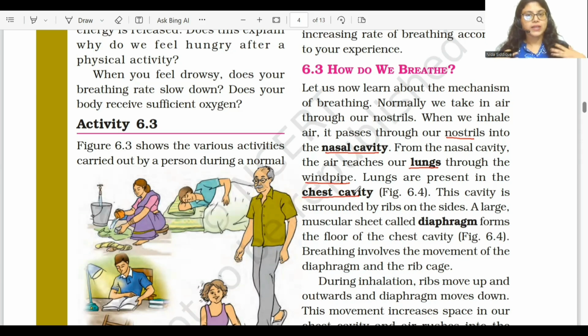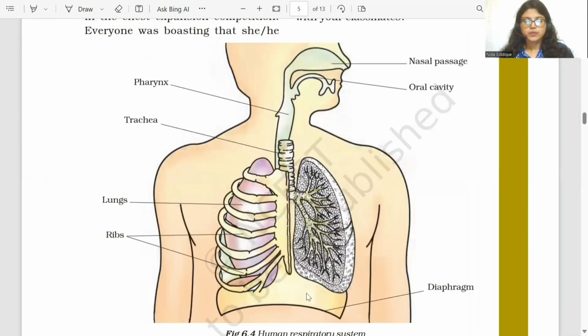And you all know that हमारा chest surrounded है by the rib cage. It is surrounded by ribs on the side. So the rib cage is going to protect the lungs and heart from any kind of damage. Now, there is a large muscular sheet called the diaphragm that is going to form the floor of the chest cavity. Let's look at the diaphragm as well. Yes, this muscular sheet is called the diaphragm.